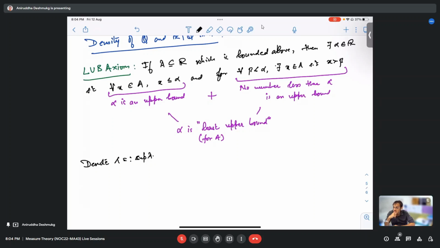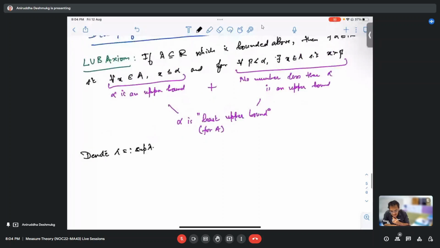Okay. So, see, what I am saying is that if a set is bounded above, then you can always find a least upper bound. That is called the LUB axiom of R. Okay. So, yes, you can perhaps look at the recording, and then if you still have any doubts, you can contact me through mail or something.